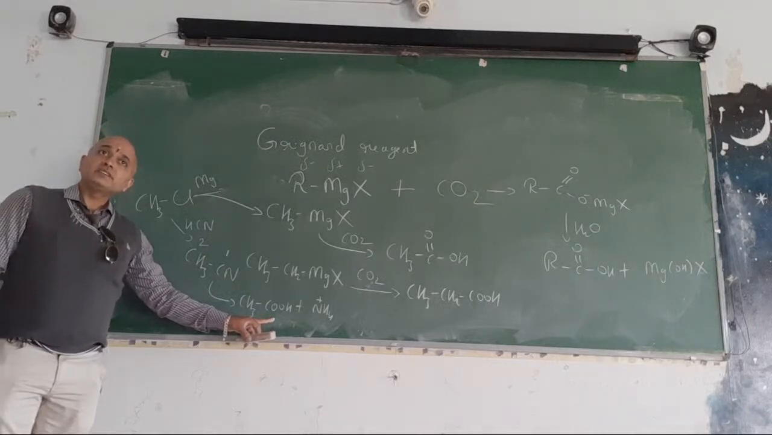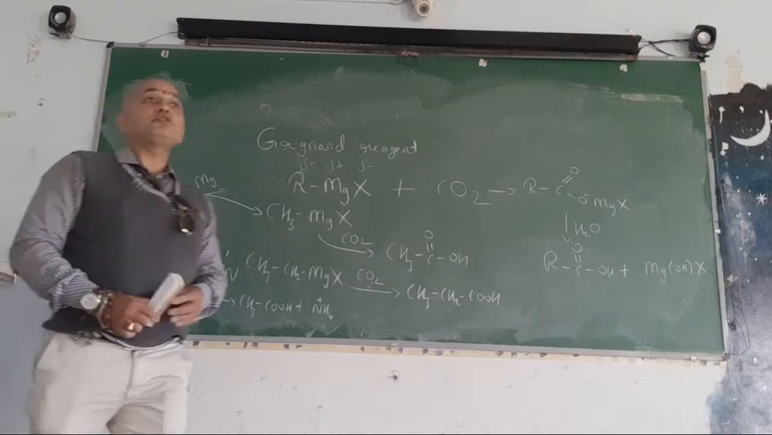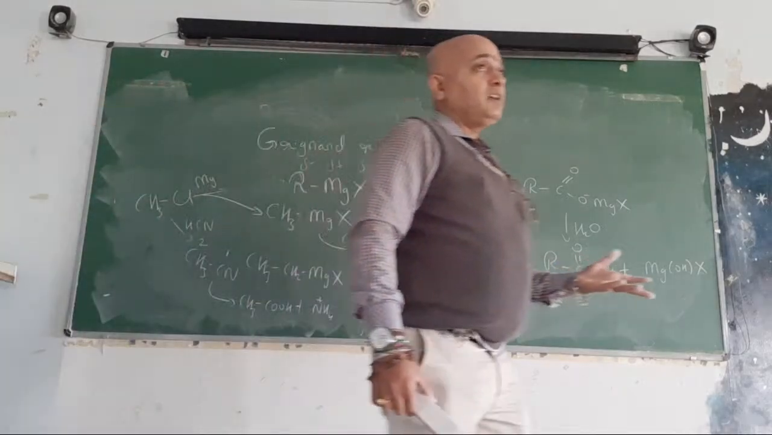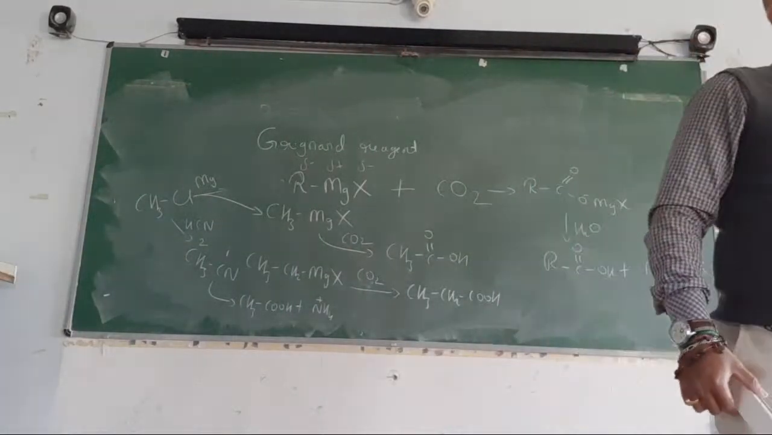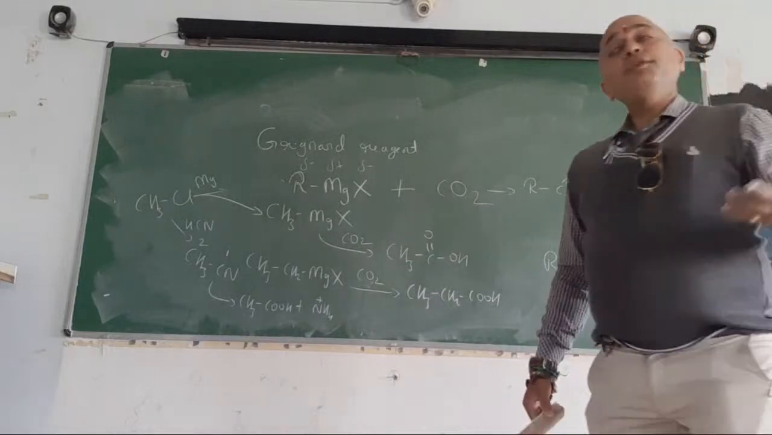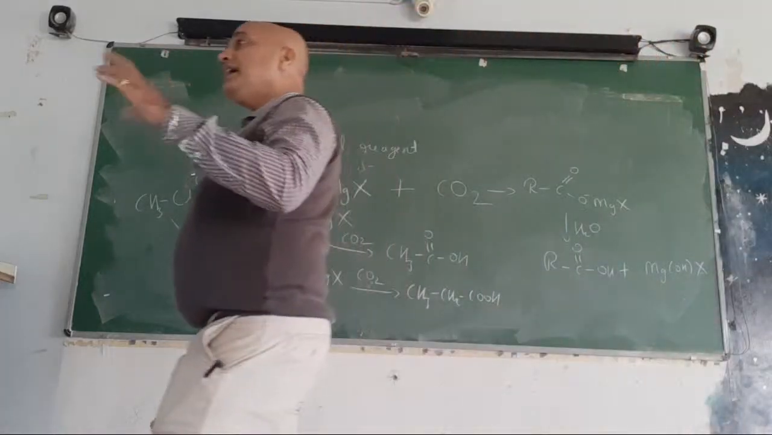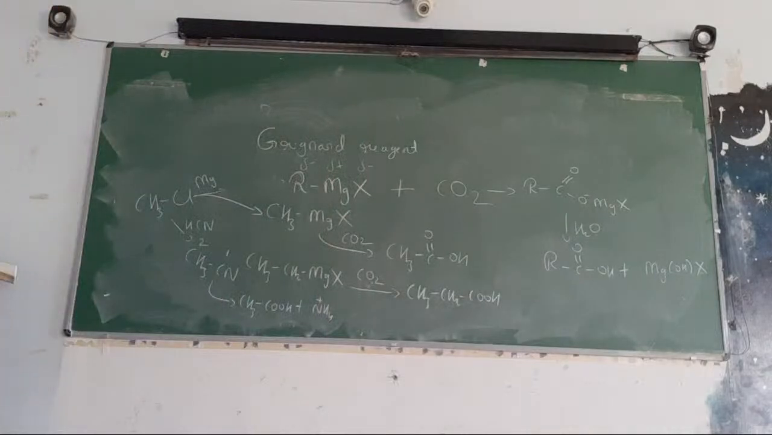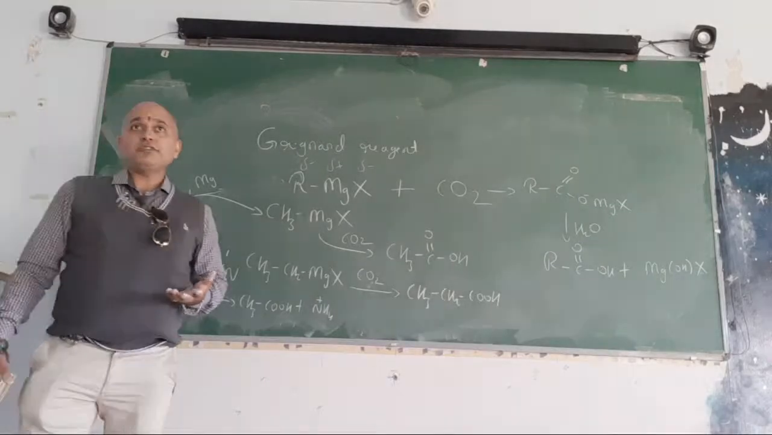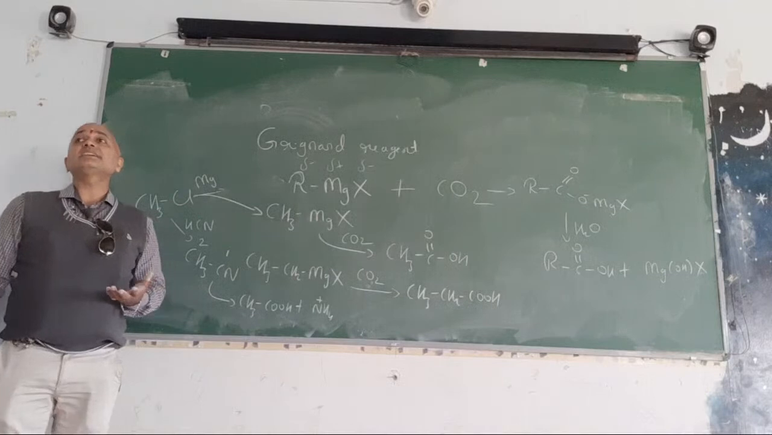Clear? So what I mean to tell you is whether you go with Grignard reagent or with the nitrile molecule, in both cases we are going to have one carbon extra when we are talking about the carboxylic acid as the product. This is how alkyl halide can be converted into carboxylic acid compounds.